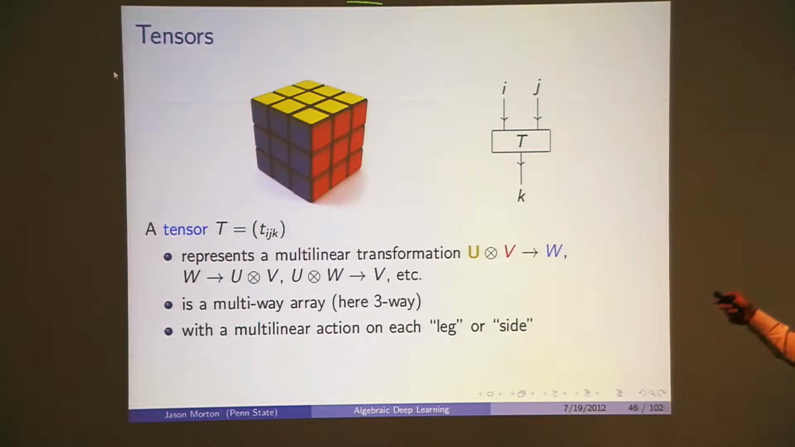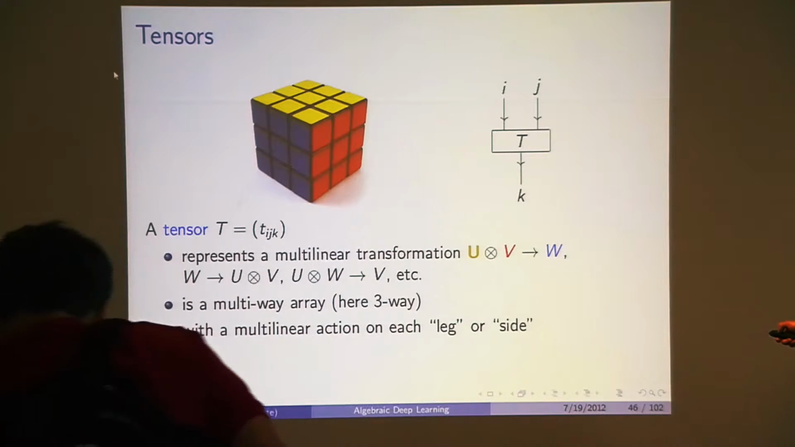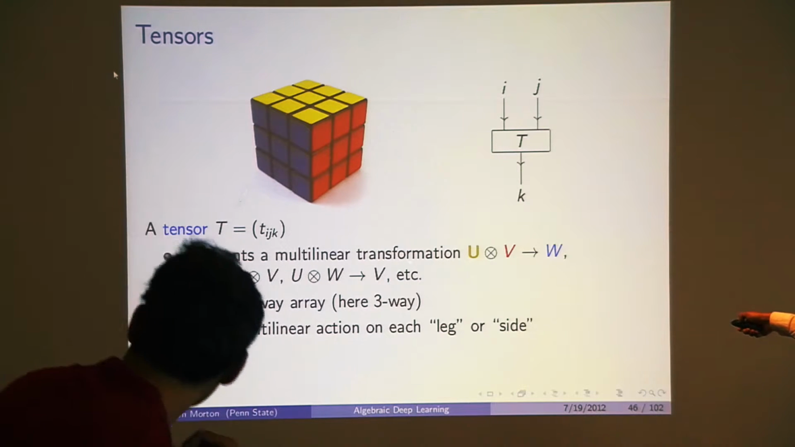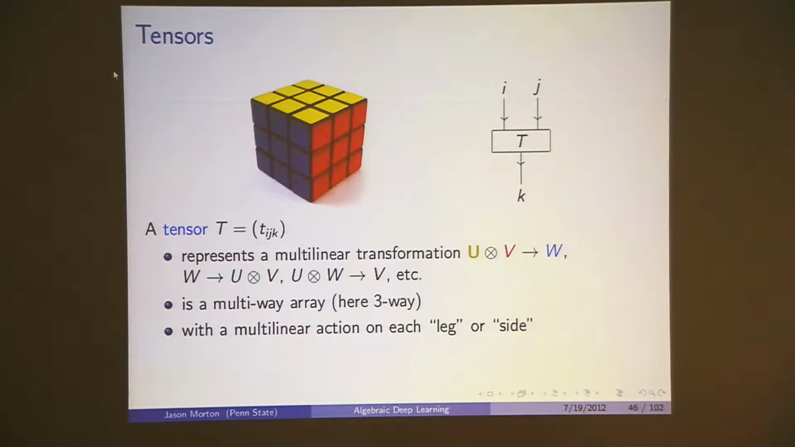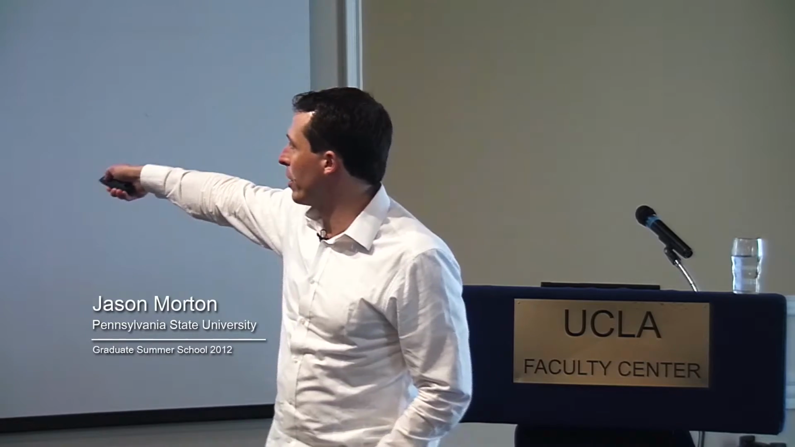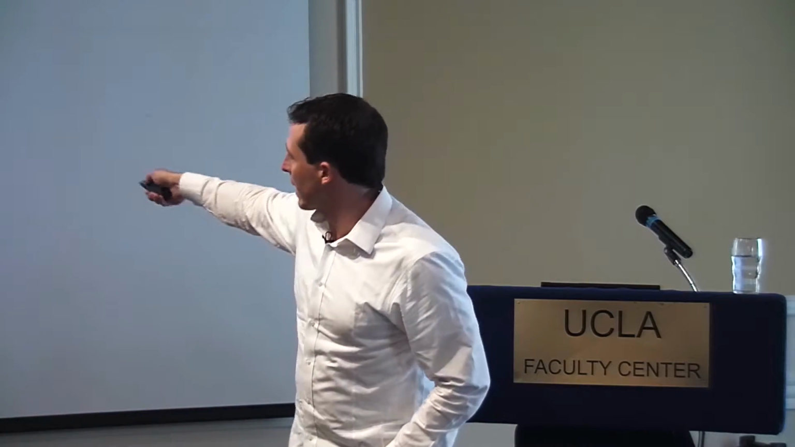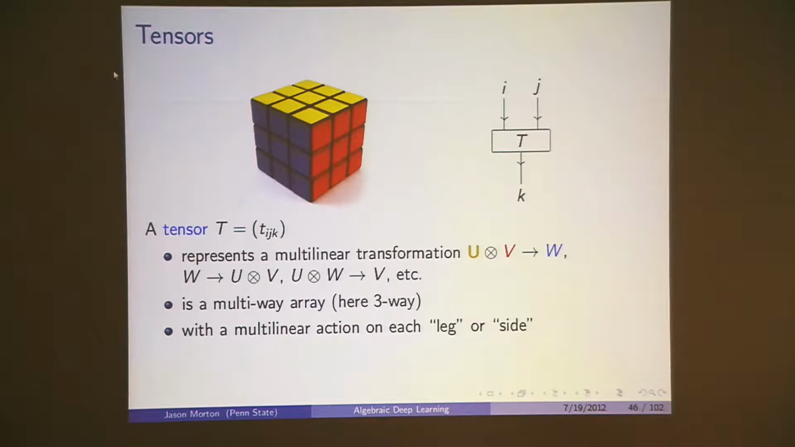So tensors are multi-way arrays. This one's a three-way array, 3 by 3 by 3. And they can be thought of as a table of numbers, a table of entries. They represent a multilinear transformation from, say, the yellow space to the red space, from a tensor product of vector spaces to a third vector space. And thinking of it as a linear transformation like that, any particular choice is like a flattening of the tensor. Thinking of it as a matrix, even though it's naturally something more complicated.